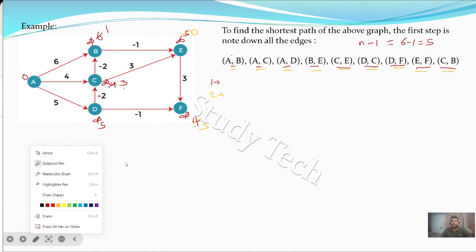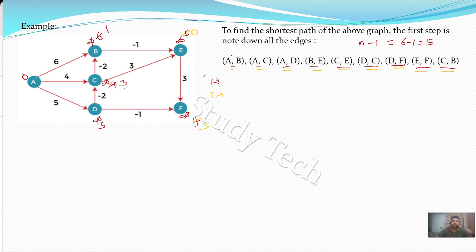If there is no change in any iteration, no change in those particular vertices, then we need not iterate the next step; directly, that is the result. So here there are changes in the second iteration, that's why we can apply the next step.